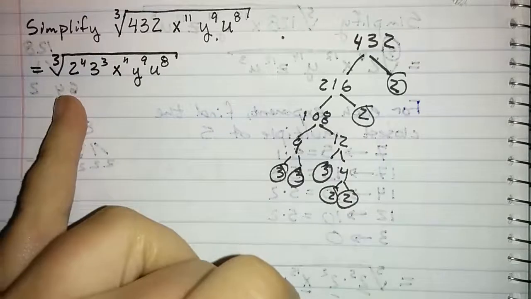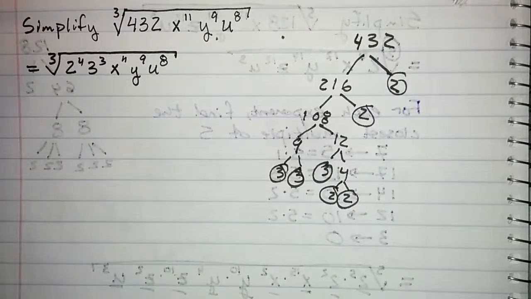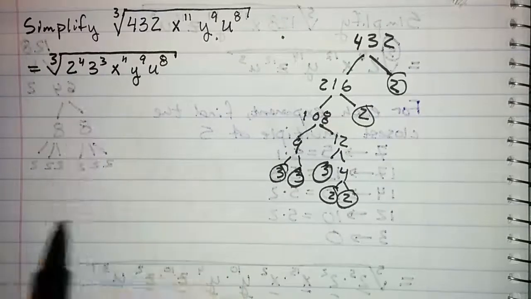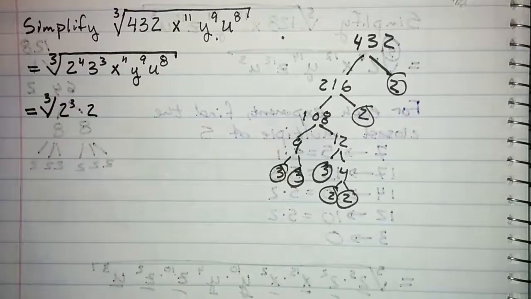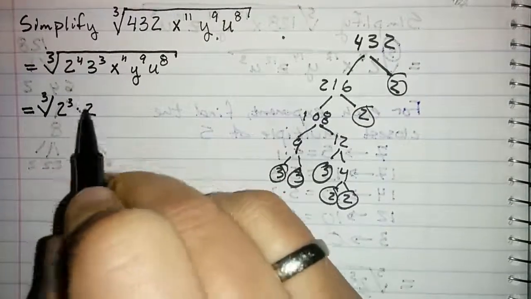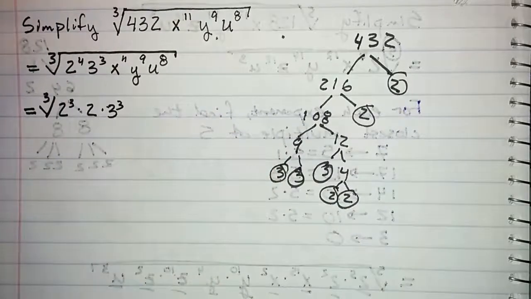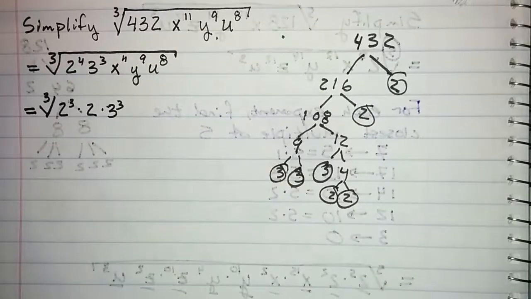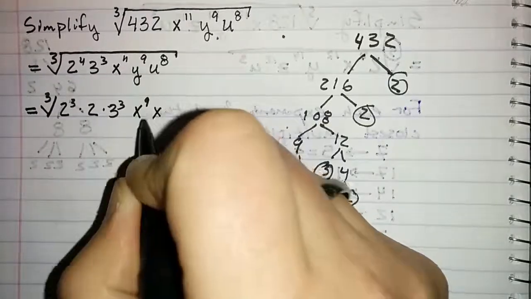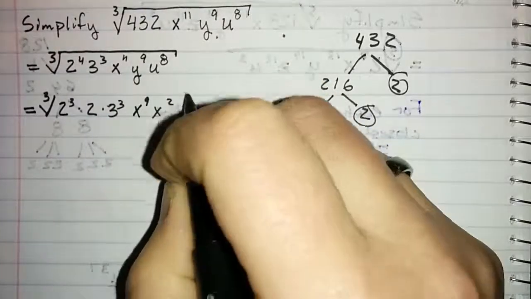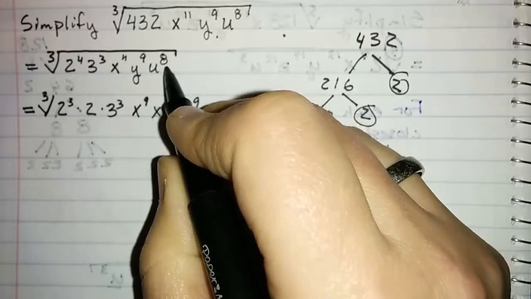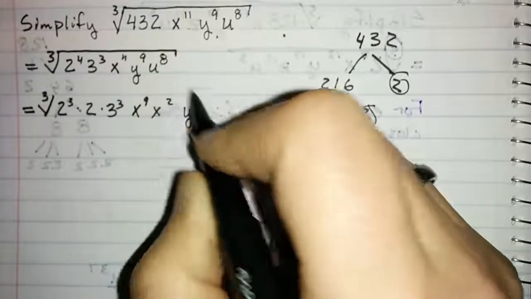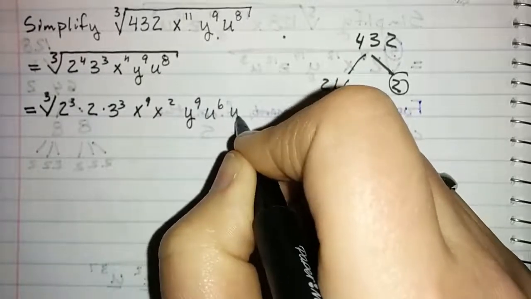So my 432 is 2 to the 4th, 3 to the 3rd. So I have the cube root of 2 to the 4th, 3 to the 3rd, x to the 11th, y to the 9th, u to the 8th. Okay. The closest multiple of 3 to 4 is 3. So I have 2 to the 3rd times 2 to the 1. The closest multiple of 3 to 3 is 3, so I'll leave it as 3 to the 3rd. To 11: 3, 6, 9, 12. 12's too big, so it must be 9. X to the 9th times x squared. 9 plus 2 is 11. 9's a multiple of 3, so I'll just stick with y to the 9th. For 8: 3, 6, 9. 9's too big, so I'll have u to the 6th, u squared.